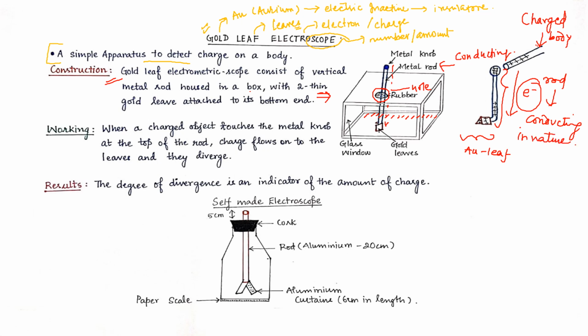So this is the metal rod. On the metal rod we have a metal knob, near which we bring our charged body whose charge is to be known. At this end, I will make it using a dark blue color. See this box. In this we can see a leaf-like structure like this, made up of gold. So this is the construction.